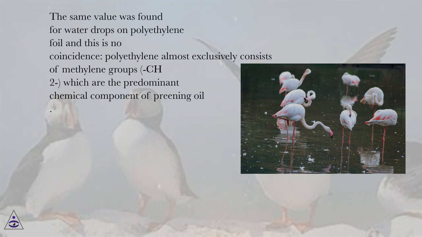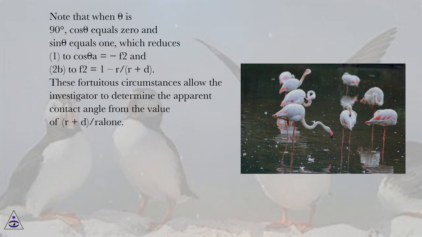The same value was found for water drops on polyethylene foil, and this is no coincidence. Polyethylene almost exclusively consists of methylene groups, CH2, which are the predominant chemical component of preening oil. Note that when theta is 90 degrees, cos theta equals 0 and sin theta equals 1, which reduces equation 1 to cos theta_A = -f2, and equation 2b to f2 = 1 - r/(r + d). These fortuitous circumstances allow the investigator to determine the apparent contact angle from the value of (R + D)/R alone.